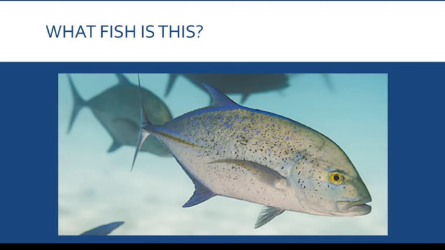So this fish, we can see he's got that really deeply forked tail. We can see his friend over here has that deeply forked tail as well. And we can see that reinforced caudal peduncle. We can see that line here that shows he's got that reinforced caudal peduncle. Also, the big eyes, the sloping head. So if you guessed jack, trevally, kingfish, anything like that, you got it.